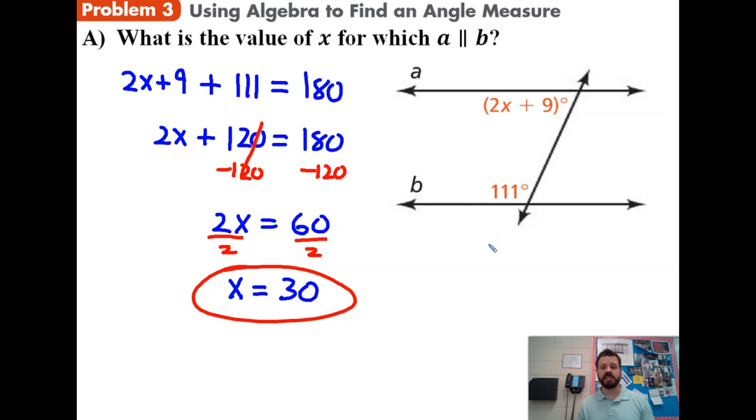All right, part B is a similar type of problem. Okay, it's not going to get set up the exact same way because we're going to be talking about a different angle pair. But why don't you take a minute, one last time, pause the video, work through part B, and then hit play to check your answer.